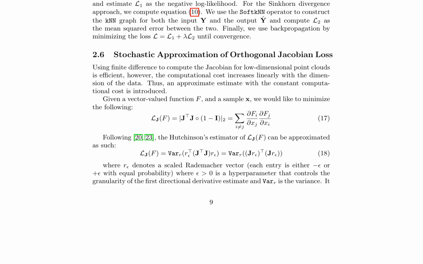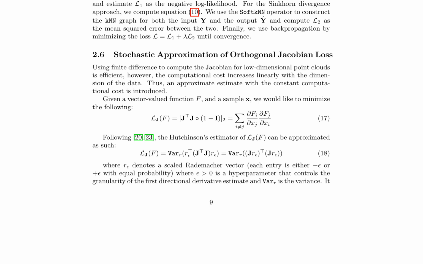To efficiently compute the Jacobian for low-dimensional point clouds, a stochastic approximation of the orthogonal Jacobian loss is introduced. Given a vector-valued function f and a sample x, the loss L_J is defined in terms of the Jacobian J. The Hutchinson's estimator of L_J is approximated using r_e^T J^T J r_e, where r_e is a scaled Rademacher vector. This approach is efficient and has a constant computational cost, making it suitable for high-dimensional data.